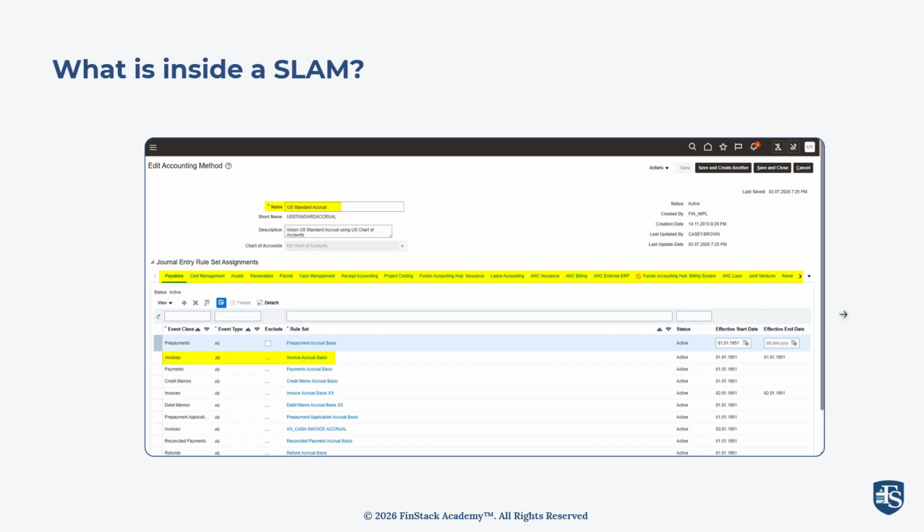Now, let's open the accounting method itself. Notice that a SLAM doesn't directly store debit and credit accounts. Instead, it contains journal entry rule set assignments. Every Oracle application such as Payables, Assets, Receivables, Cash Management, and many others has its own journal entry rule sets. Each rule set tells Oracle how accounting should be generated for a specific business event. So you can think of a SLAM as the central repository that organizes and manages the accounting rules for all Oracle subledger applications.